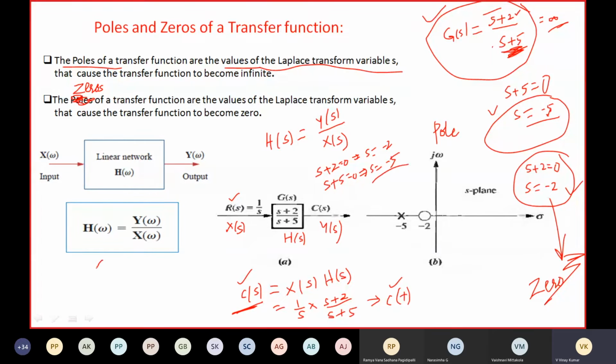If you have a transfer function like this, with factors s plus 5, s plus 3, s plus 2.